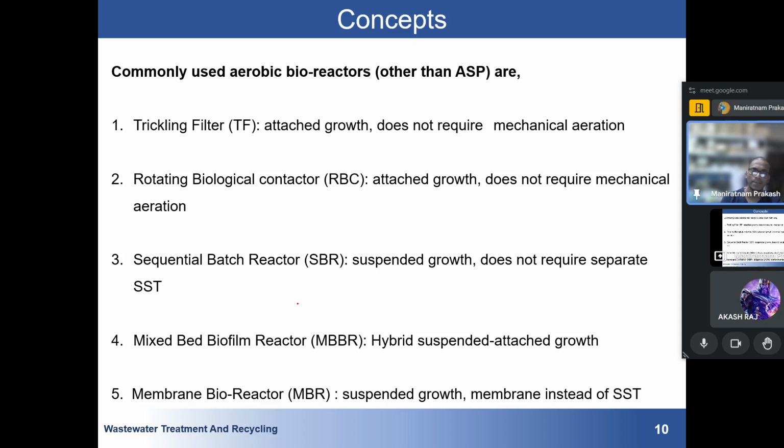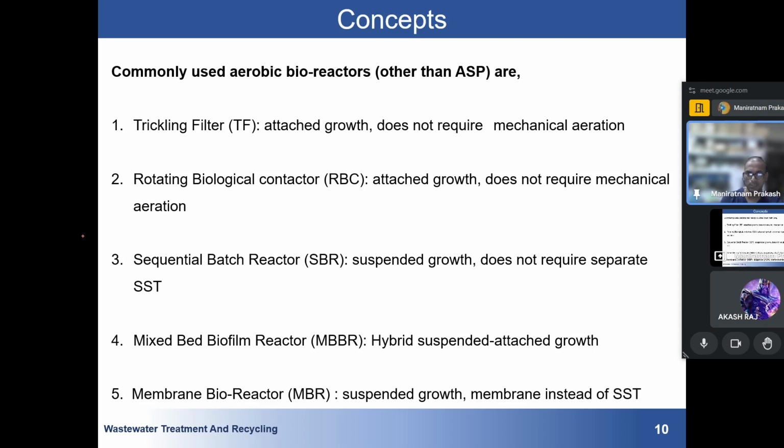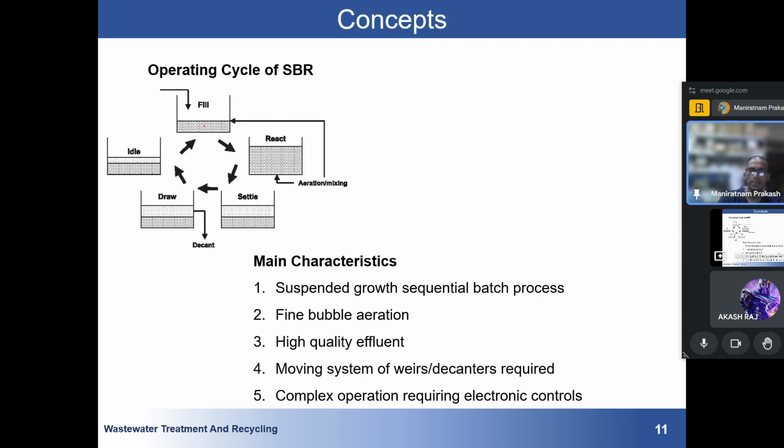Then we have sequential batch reactors. This is suspended growth again, similar to this activated sludge. Then we have mixed biofilm, hybrid, where both suspended and attached growth are present. Then we have membrane, again suspended growth. Okay now. So here you can see, out of all these things I have discussed, this sequential batch reactor. Remember sequential batch reactor. Sequential means one by one, and batch means that there is no continuous flow of water.